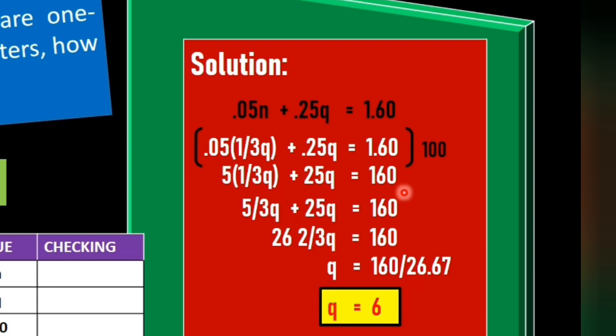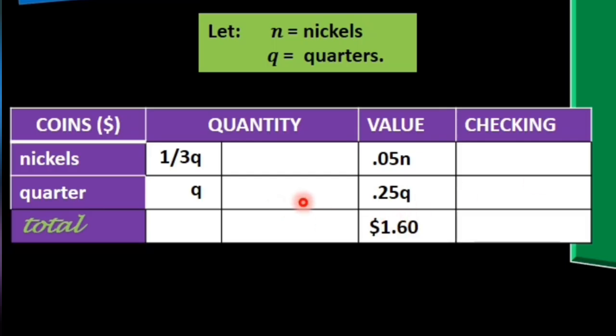And simplifying this equation, we get the number of quarters equals 6. So the value of quarter here is 6. Substitute here, one-third Q. What is Q? 6. So 6 over 3 is equal to 2.